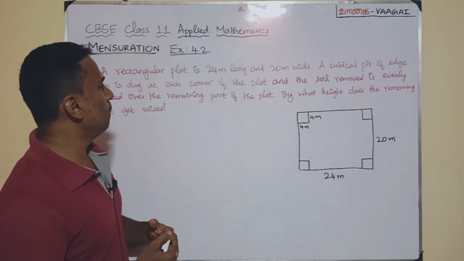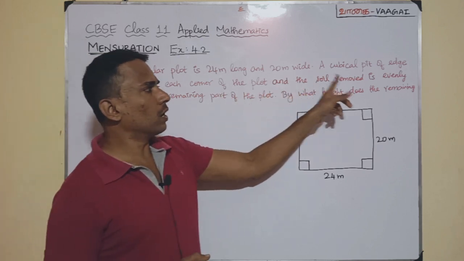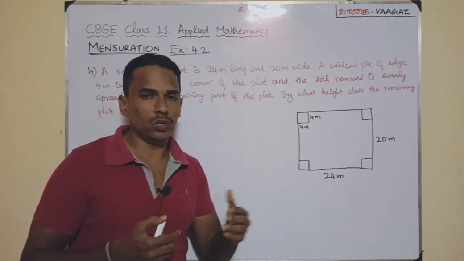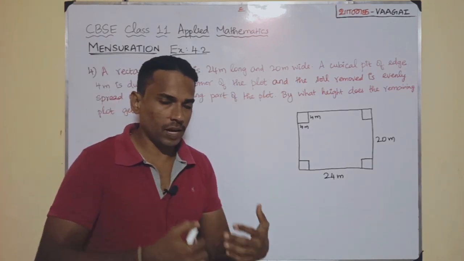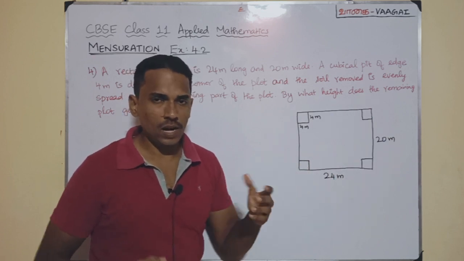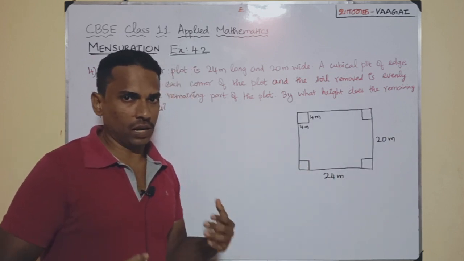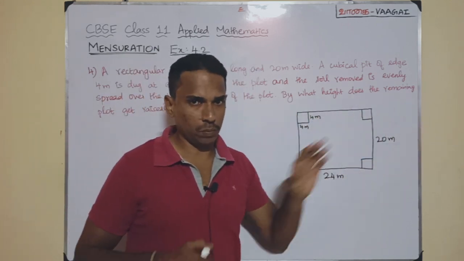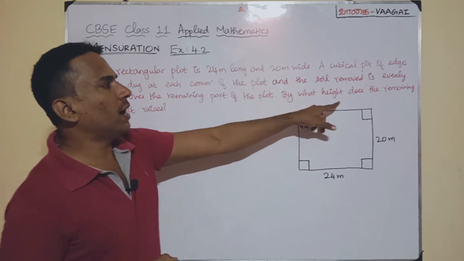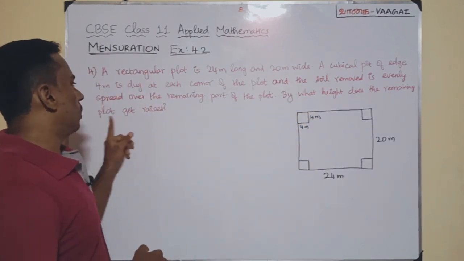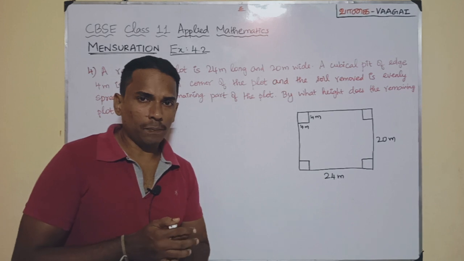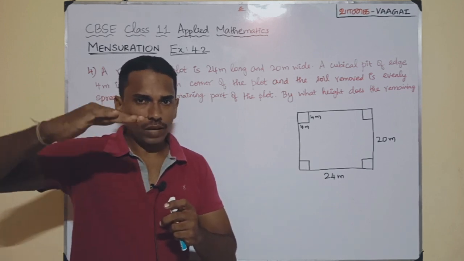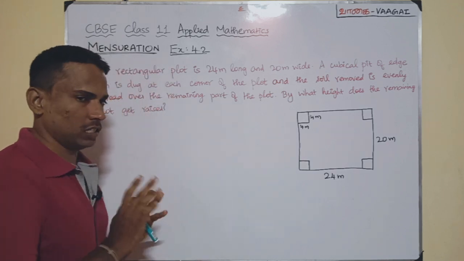And what next are they doing? Okay, four corners of the plot, and the soil removed is evenly spread over the remaining part of the plot. So they are removing the soil, right? They are making four pits in total, and the soil they have collected from the dig, they are evenly spreading into the remaining parts of this rectangular plot. Then if that is so, by what height does the remaining plot get raised? So definitely, from the previous original height, the plot's height will get higher, it will be raised. How much height will it be raised? This is going to be the question.